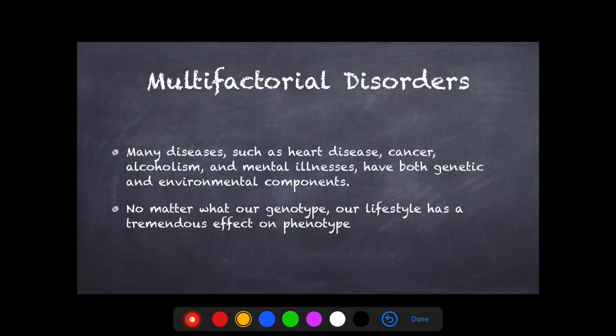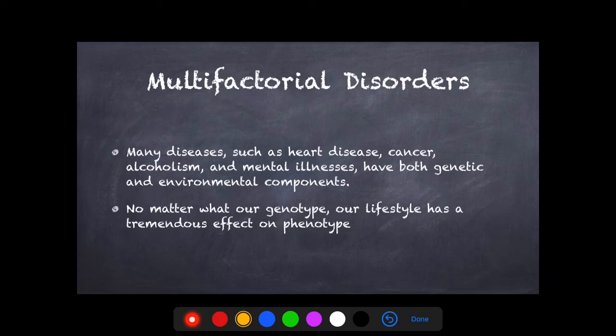Now there are some disorders that are multifactorial. So many diseases like heart disease, cancer, alcoholism, mental illnesses, they can have genetic and environmental components. So even though someone might have parents who were alcoholics, does not mean that you will be an alcoholic. But if you are in an environment where your friends are constantly drinking, your family's constantly drinking, you're always at the bar to hang out, maybe you have one or two sips, you could be more prone to that because of your environment.